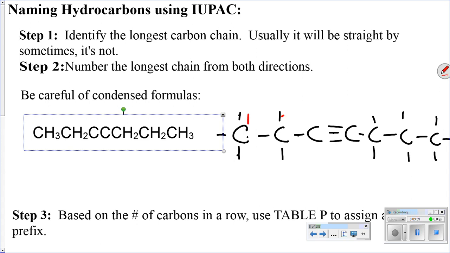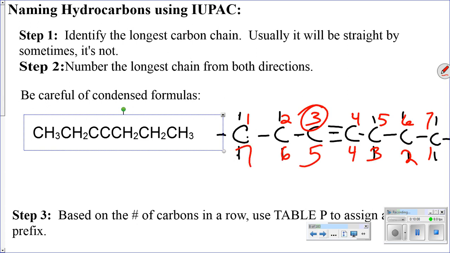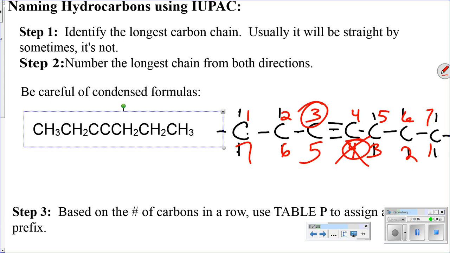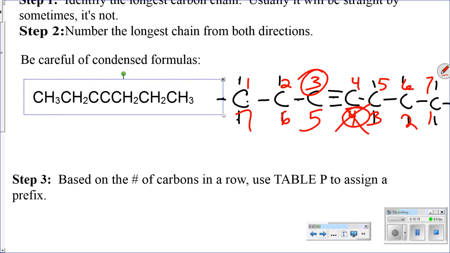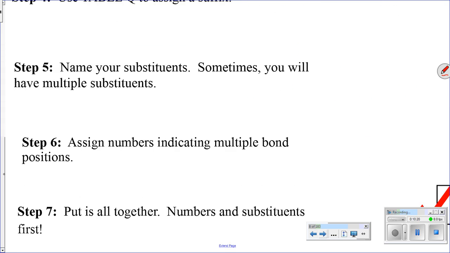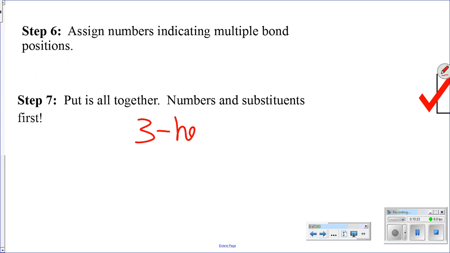That'll get easier. So if I number this way, my triple bond starts at 3. If I number it this way, it's starting at 4, so that's not going to work. I have 7 carbons in a row, so I'm going to jump down. This is a triple bond, so it's an ine ending. So this is going to be 3-heptyne. Okay, so that indicates the 7 carbons. This indicates the triple bond. That tells where it is.